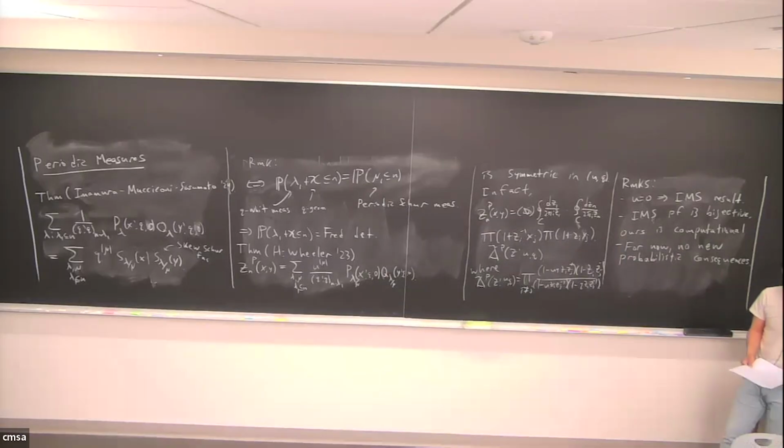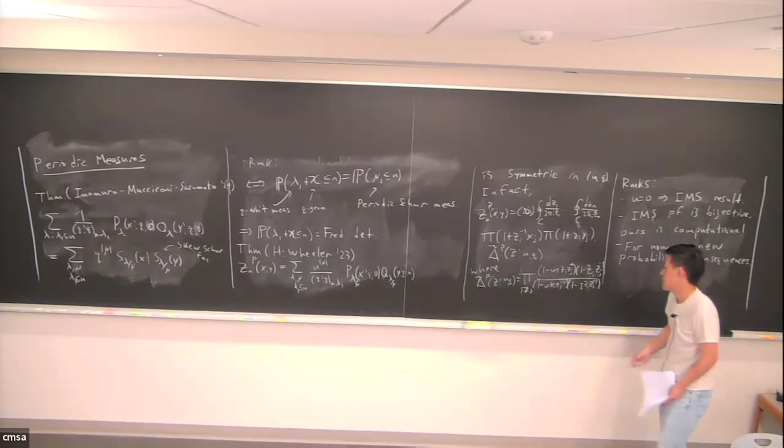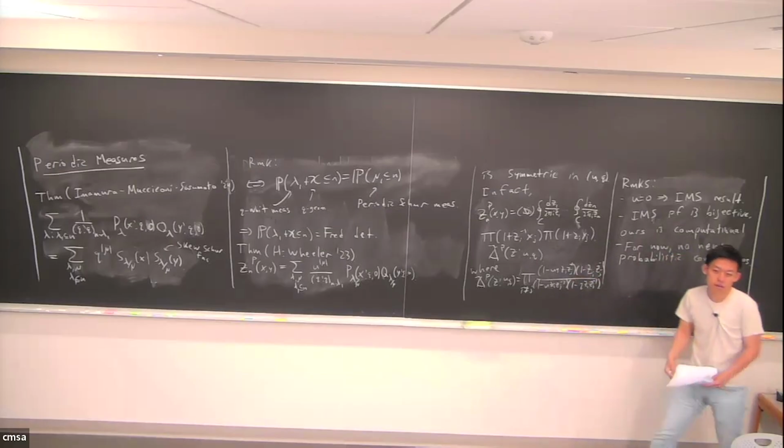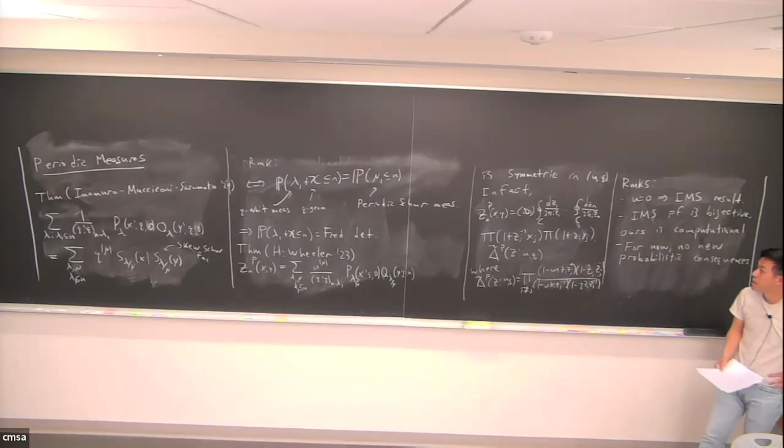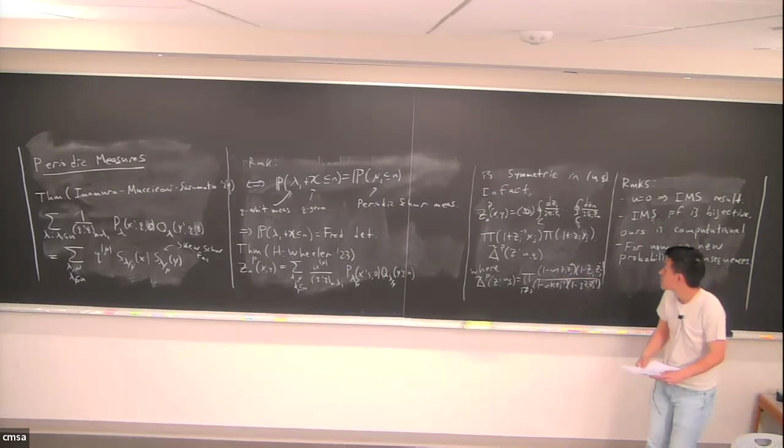At u equals 0, you would just get Hall-Littlewood. Is that? Yeah, well, yeah, at u equal to 0, you just get the Hall-Littlewood kernel. Yeah. Okay, okay, there's no other questions.